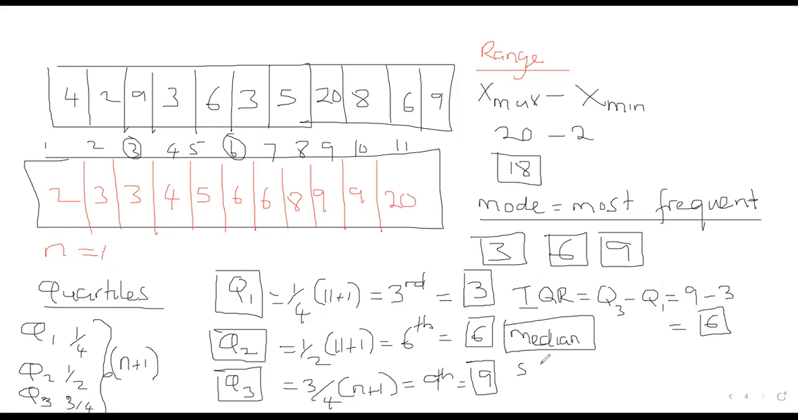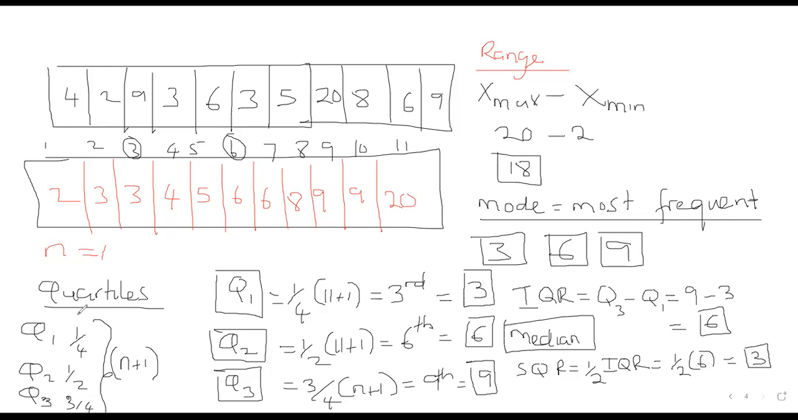Then we also have what we call the semi-quartile range. Semi means half. So half of the interquartile range, what is the half of the 6? 3. Half of the 6 is 3. So 3 is what we call our semi-quartile range.